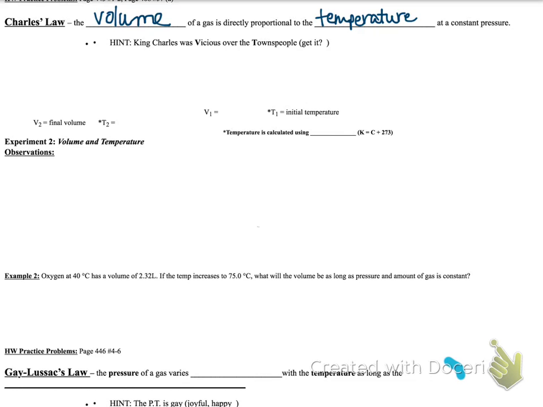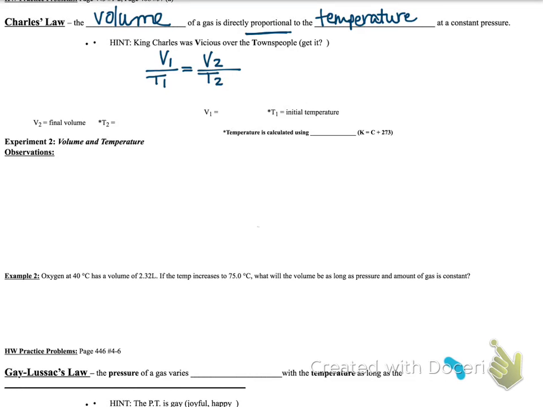All right, so my very nerdy hint, King Charles was vicious over the townspeople, is to help you remember this formula. When we have a proportionate relationship, if one goes up, the other goes up. If one goes down, the other goes down. And we can signify that when you write it like a ratio. So V1 over T1 is equal to V2 over T2.